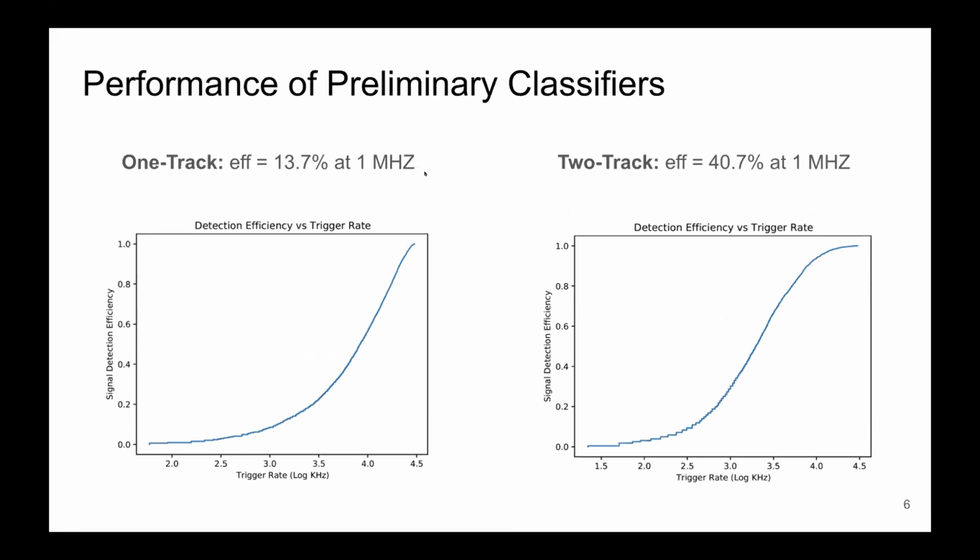So any efficiencies at this 1 megahertz line, that's a data reduction of about 1/30, a false positive rate of about 3%. And we're kind of going to use this 1 megahertz line as a benchmark for performance throughout the presentation. So the one-track model was giving us about a 14% efficiency at this line, and the two-track model was giving us about a 41% efficiency. So certainly okay, but we can do quite a bit better than that.